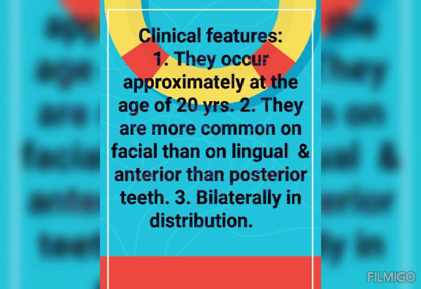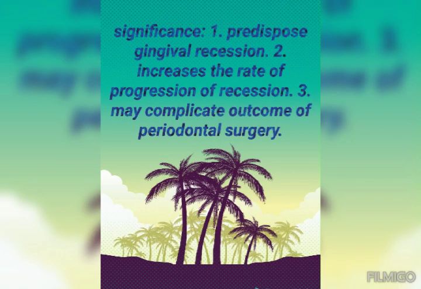They occur approximately at the age of 20 years. They are more common on the facial surface than on the lingual, and more common on the anterior than the posterior teeth. They are frequently bilateral in distribution. So these are the important points: bilateral distribution, and anterior more than posterior.